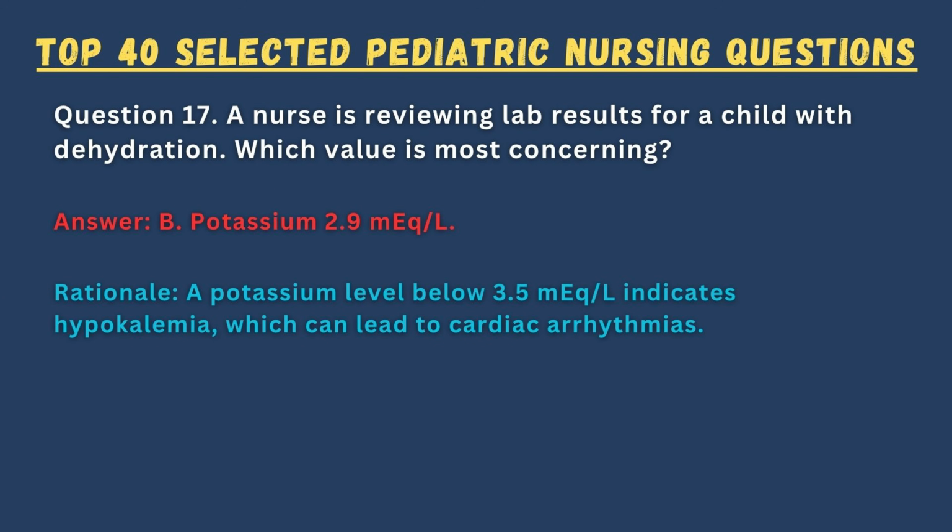Answer: B. Potassium 2.9 mEq/L. Rationale: a potassium level below 3.5 mEq/L indicates hypokalemia, which can lead to cardiac arrhythmias.